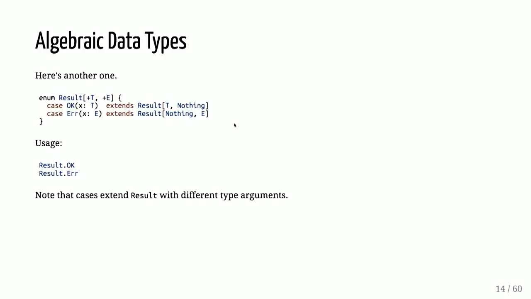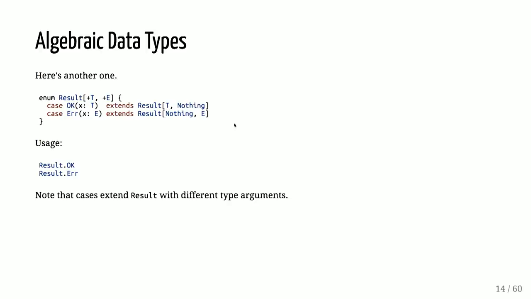So for the OK case, you say that's a result of T and the error field is nothing. And in the error value, you say that's a result of nothing and the error is essentially of the type E. So the usage is, as usual, you write result.ok and result.error. So why have we chosen to put the cases inside the companion object? You have to prefix it.